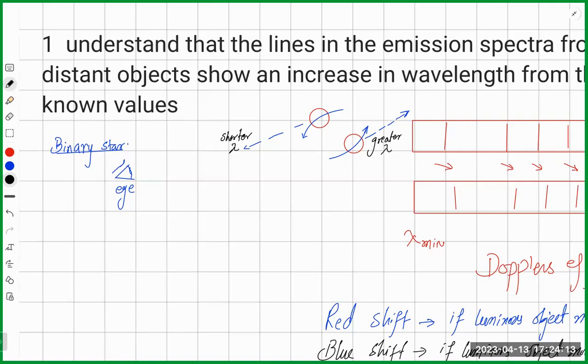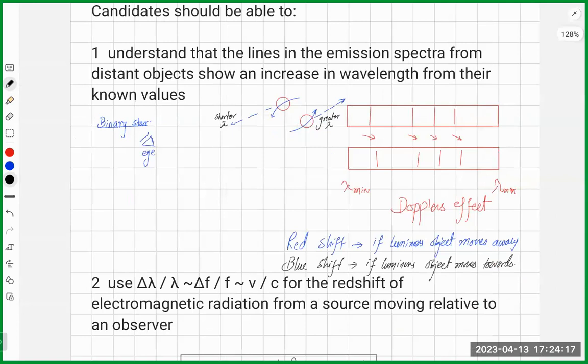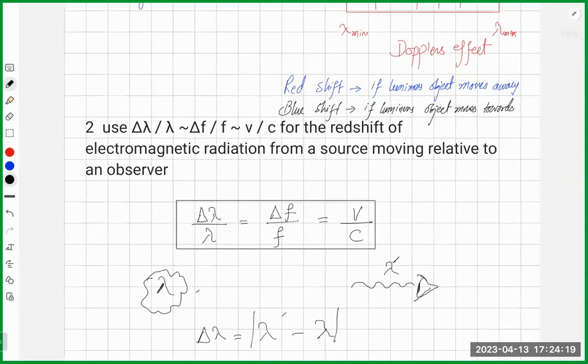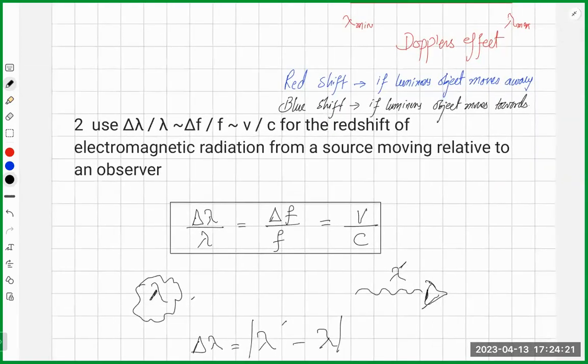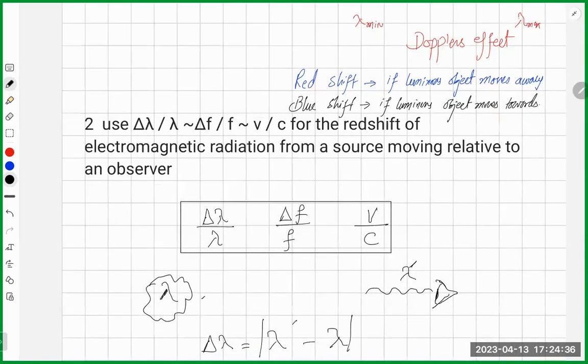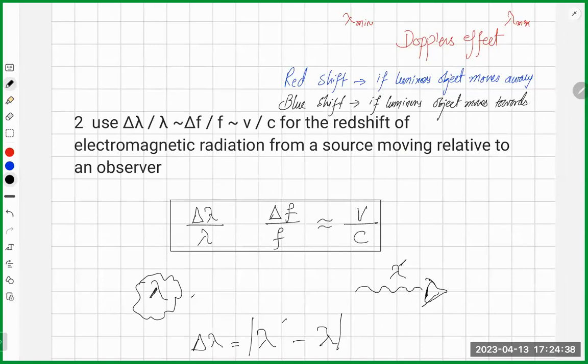What does that mean? First of all, how do you know how fast something is moving away? Now, remember, change of lambda over lambda equals change of frequency over frequency equals the speed with which something is moving away or towards divided by c. And these are approximate relationships, but we can use them to find the speed.